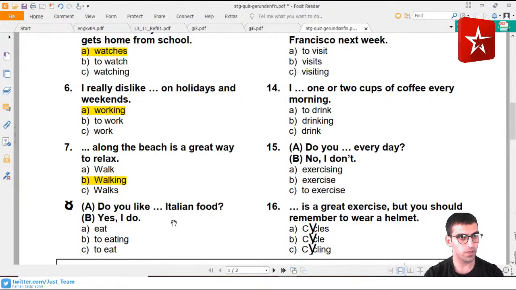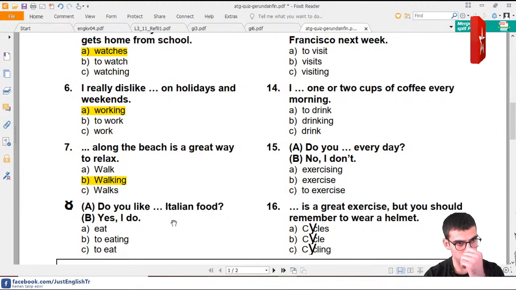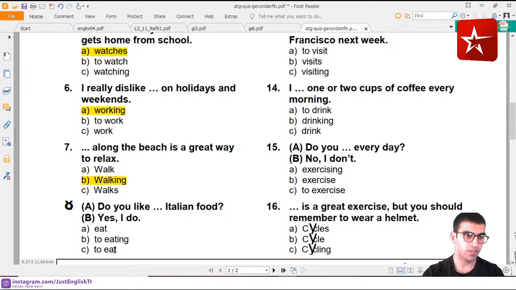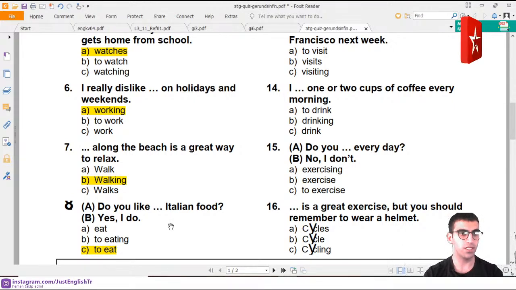All right, let's wait for others. Actually, the correct answer, we can use eating, but we have to use to before eating. The correct answer is C here. C is the correct answer. To eat. Do you like to eat Italian food? Yes, I do.